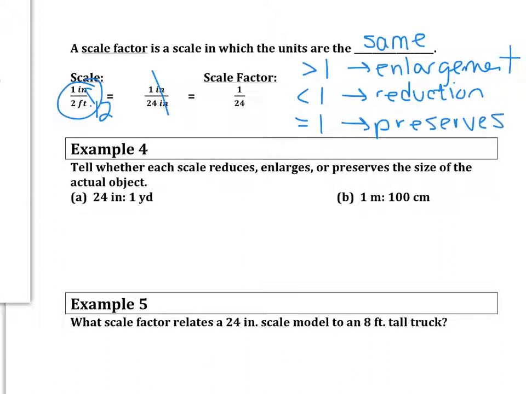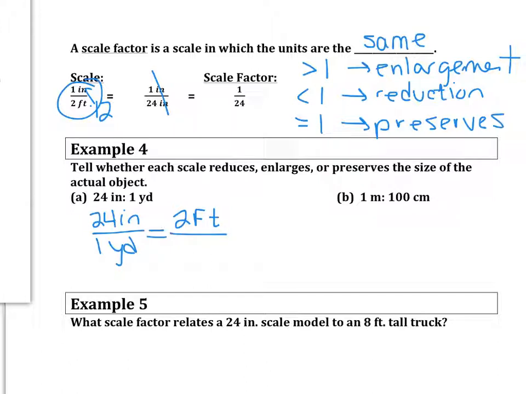So in this next example, we're asked to identify this. It says, tell whether each scale reduces, enlarges, or preserves the size of the actual object. So let's start with 24 inches over 1 yard. And you really have a couple options for how you want to convert. It's whatever you choose. I just need to get the units to the same. What I notice in this one is that I know 24 inches can easily be converted into feet because it's equivalent to 2 feet. So I'm going to write that down.